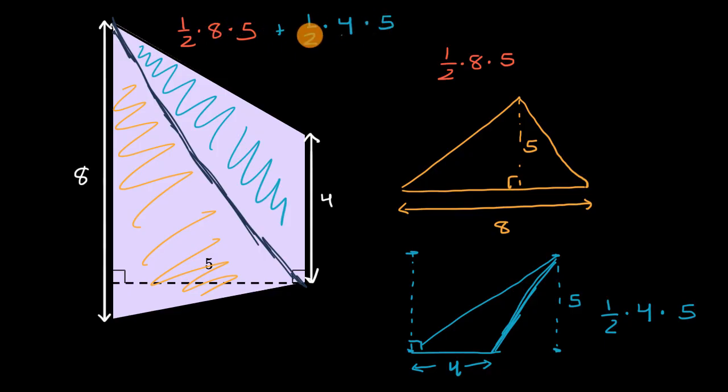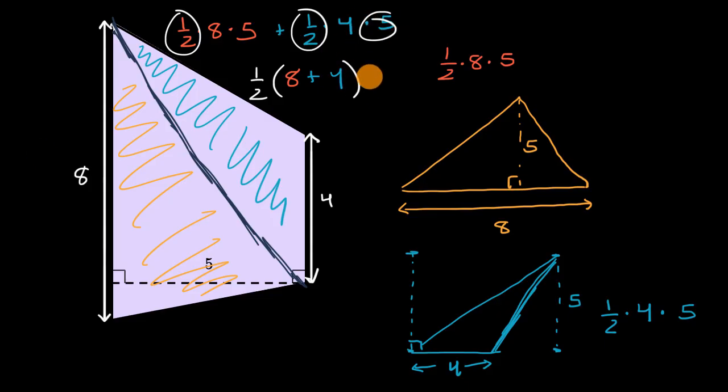And obviously, you could just evaluate this, or we could see some interesting things about it. We could express this as well if we were to factor out a 1/2 and the 5 here. This could be rewritten as 1/2 times 8 plus 4, and then all of that times 5 right over here. And so another way you could think about it is the average of the length of these two bases. You could view this as base 1 and base 2. You multiply that times the height, and you have the area of this quadrilateral.